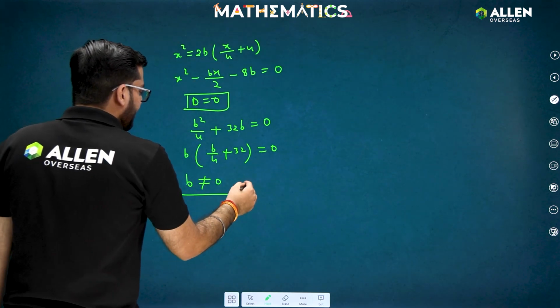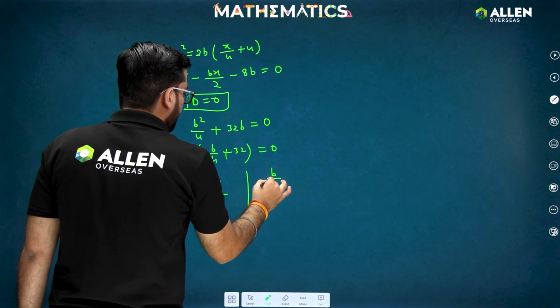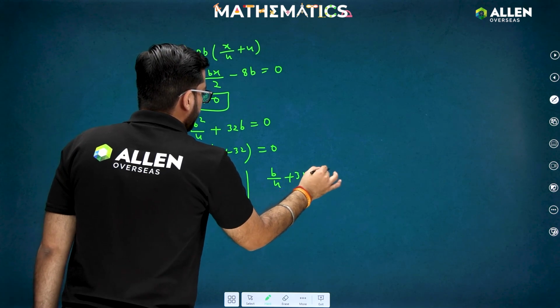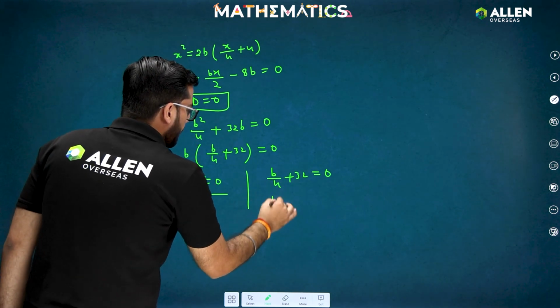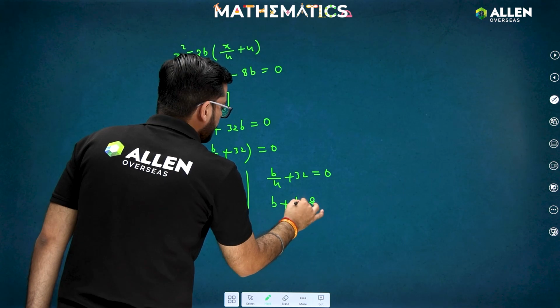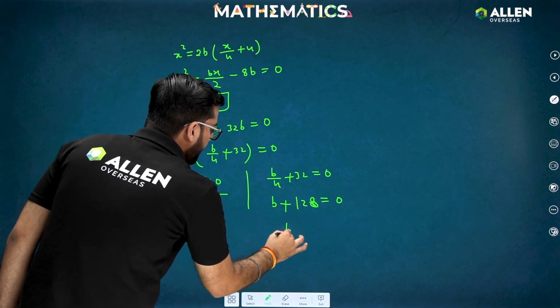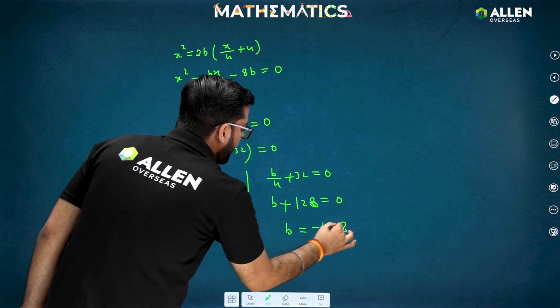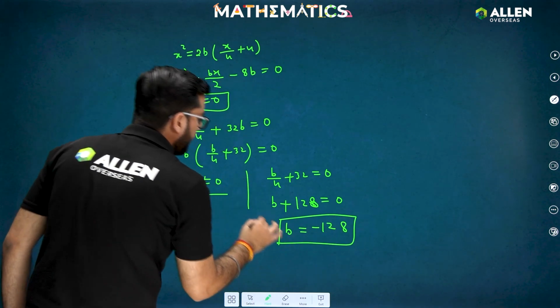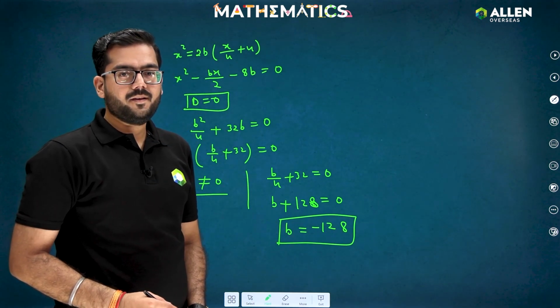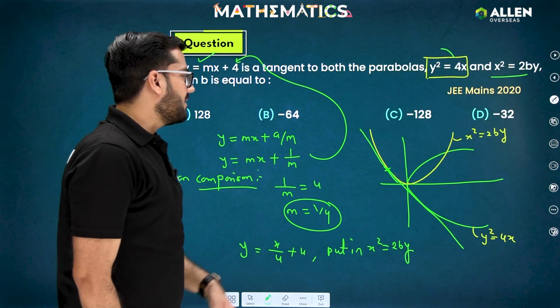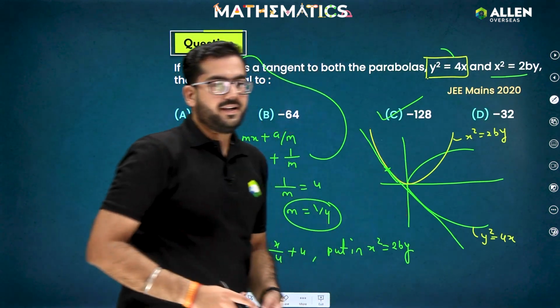Now here you can take the LCM, then you will get, now it is quite easy to solve, b plus 128 is equal to 0. So you will get b equal to minus 128, and that would be the final answer. You can see it is in option number C.